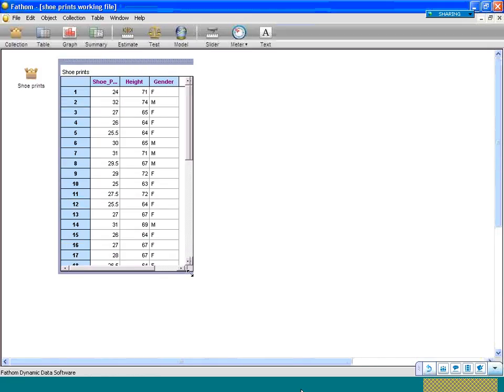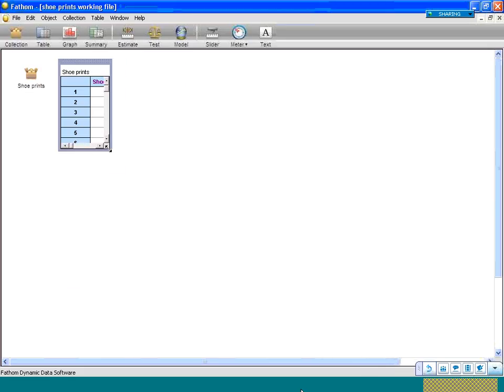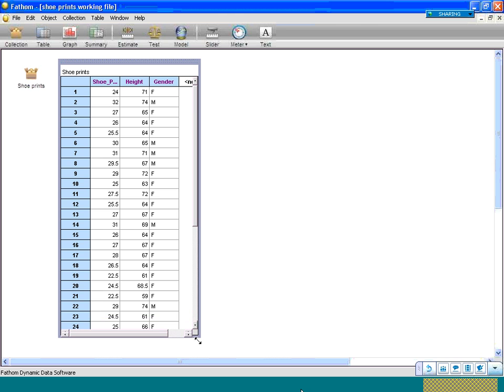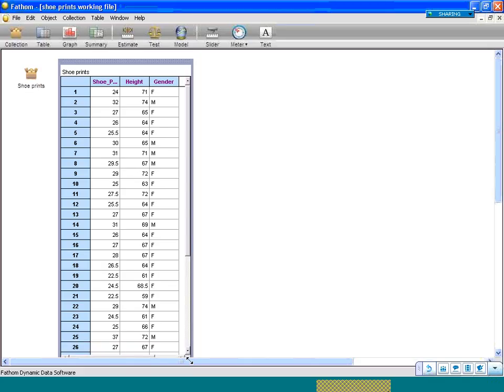So one of the nice things you can do in Fathom is you can look at an expanded view, or you can collapse it down to a more economical view so that you don't have to take up your screen space. But those are those same data values that we saw earlier, the measurements of those individual students. So let's see what we can do in terms of making a graph. In Fathom, it's just a matter of going up to the toolbar, clicking on Graph, and dragging it out into the document. And as you can see, we have no graph.